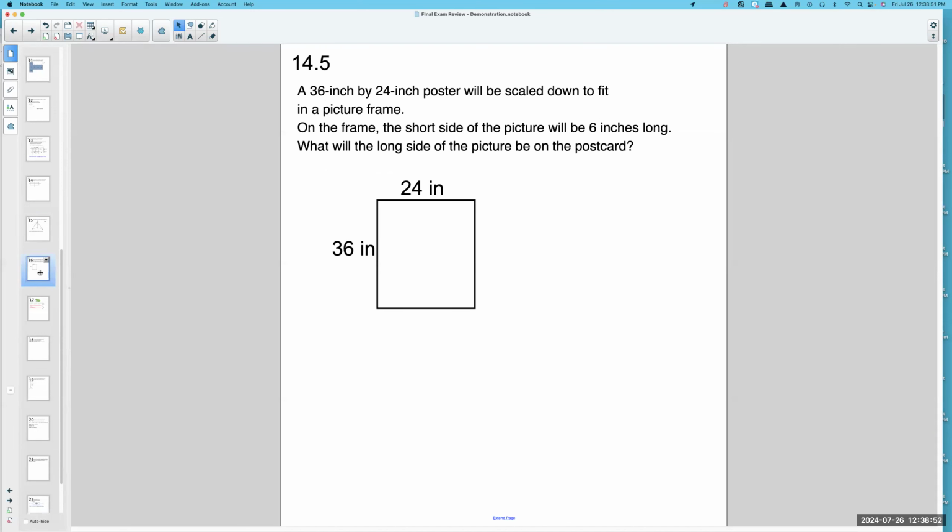Okay. Moving on. 14.5. A 36-inch by 24-inch poster will be scaled down to fit in a picture frame. So I've already got the poster. So here's my picture frame. On the frame, the short side will be 6 inches long. I almost drew a square there. Let me make sure I do a rectangle because it's not. There we go.